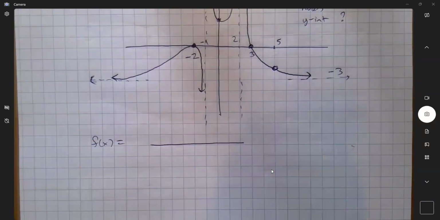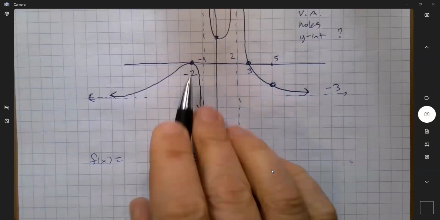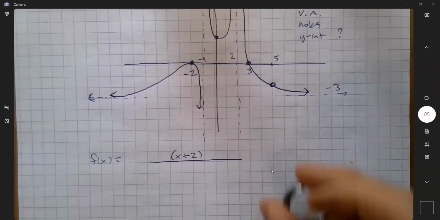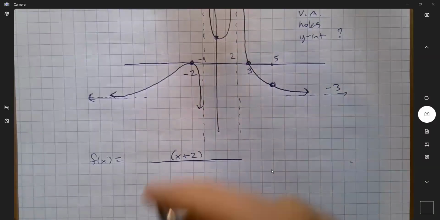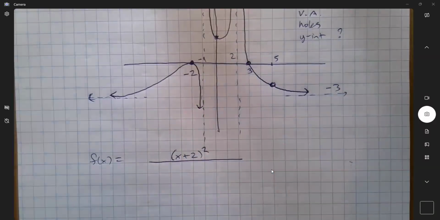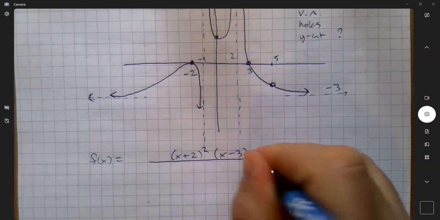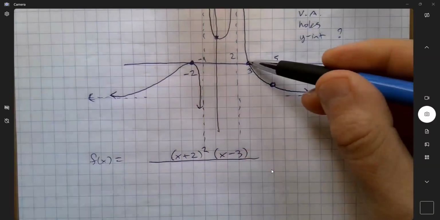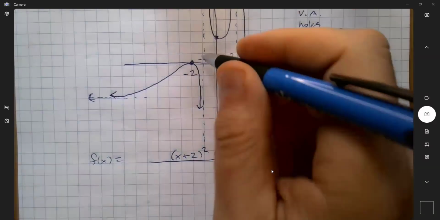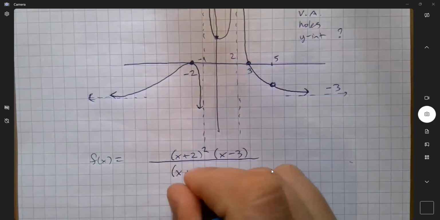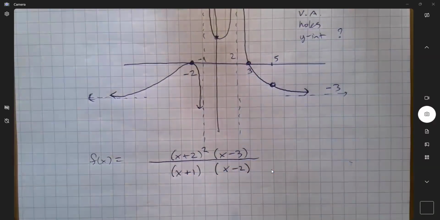It's a fraction. It's got some x-intercepts. It's got one right there at x plus 2, and close to x equals -2, it looks like a parabola. So I better stick a power 2 on there. It's got another x-intercept at x equals 3. That one looks like a line, so I'll leave it as a power 1. It's got a couple of vertical asymptotes. It's got one at x equals -1, so I'll put an x plus 1. And it's got one at x equals 2, so I'll put an x minus 2.